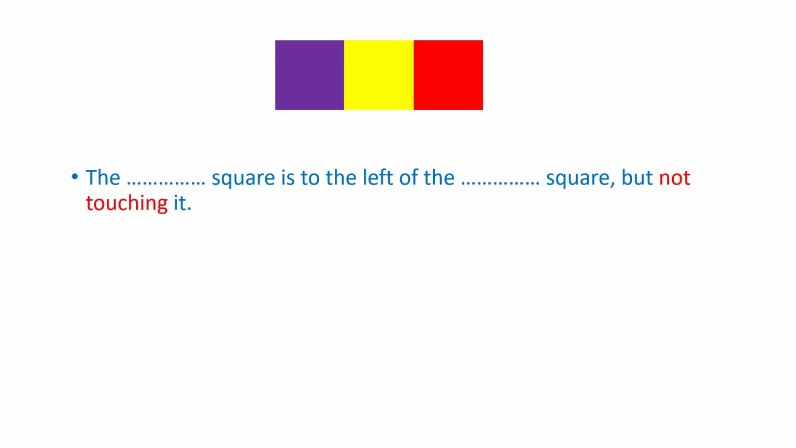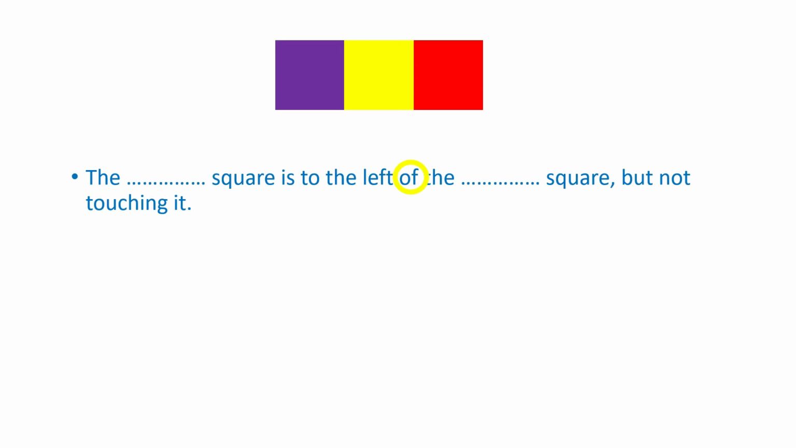The something square is to the left of the something square, but not touching it. Let's have a look first at what 2 colours aren't touching. Can you see that it's the purple and the red that aren't touching? So we know that 1 space has to have the word purple in it, and 1 has to have the word red. Let's now figure out which one's which.